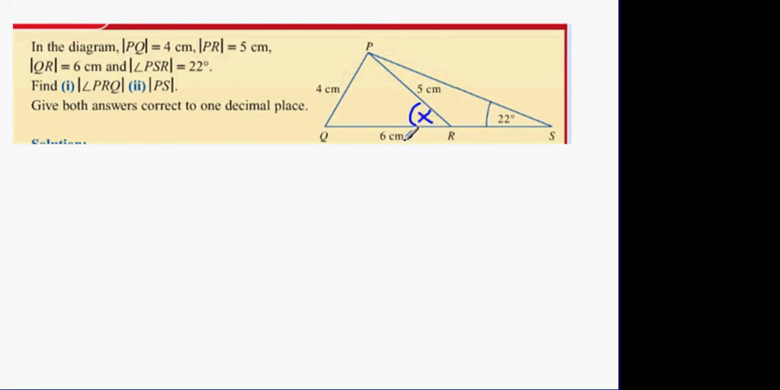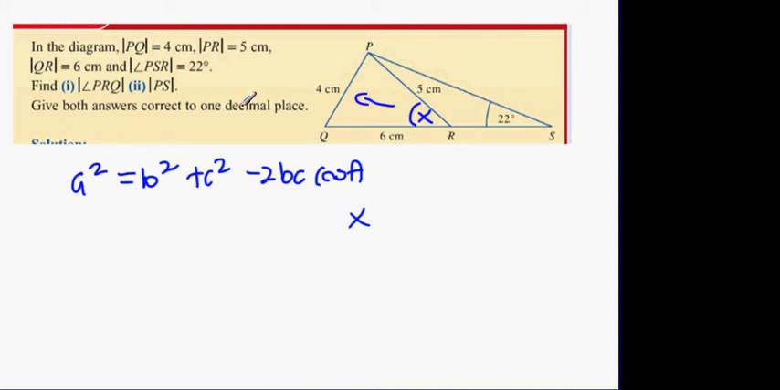Now, PRQ belongs to the triangle PRQ. In PRQ, we only know the 3 sides. We know no angles. This is an indication that you're going to use the cosine rule. The cosine rule is basically whichever angle you have, and we have X, you're going to pick the side opposite it to be small a.